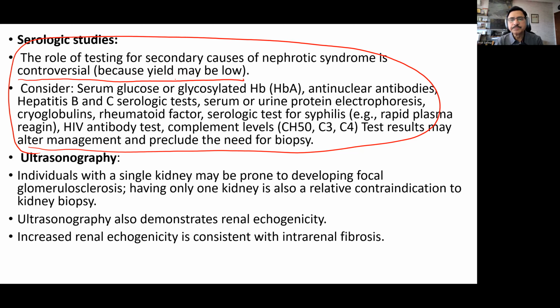Ultrasonography. Ultrasound is done for assessing renal echogenicity, and individuals with a single kidney may be prone to develop focal glomerulosclerosis. Having only one kidney is a relative contraindication for renal biopsy. Why? Suppose the fellow has only one kidney, and if you do a renal biopsy and introduce infection and damage that kidney also, he will die. So, unless there is a strict indication, renal biopsy in a single kidney is contraindicated.